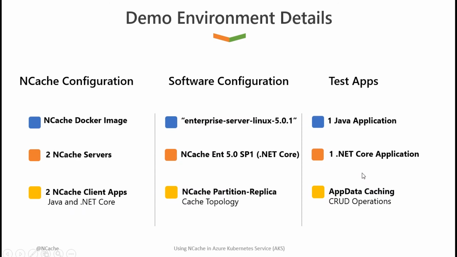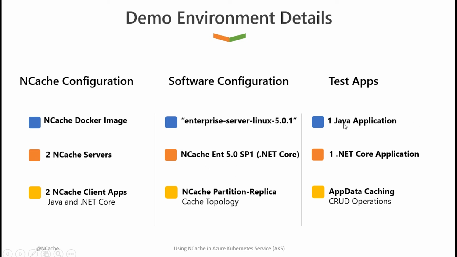Here are details on our demo environment setup. I'm using two NCache servers to host my cache cluster, and I'll be running two client applications to connect to this cache. I'm using Linux-based Docker image of NCache for this deployment, and it is represented with this tag, Enterprise Server Linux 5.0.1. And this tag needs to be part of your Docker pull command as well in order to use this image. I'm using NCache Enterprise 5.0 Service Pack 1 and .NET Core release of it that you can deploy on Windows as well as on Linux environments. But for deployment in AKS, I'm using Linux-based image for this release.